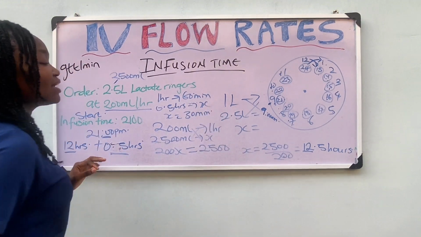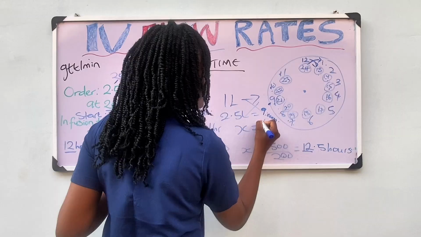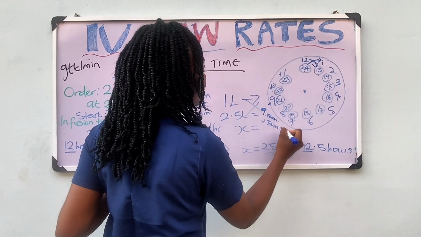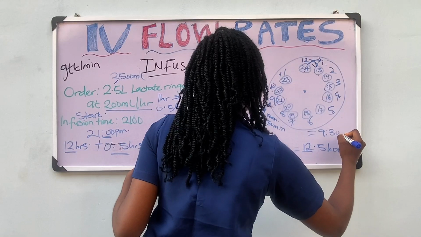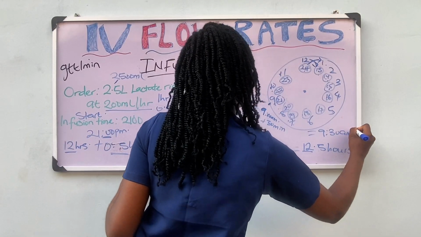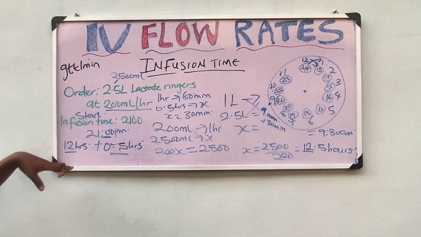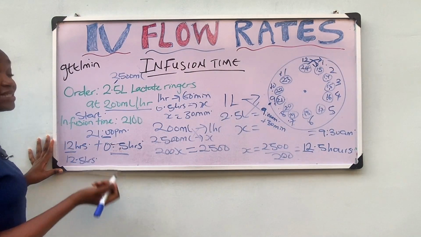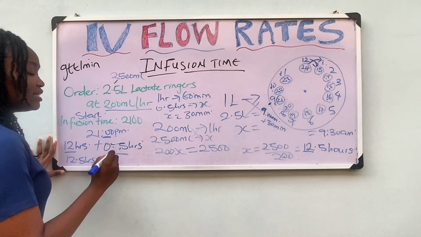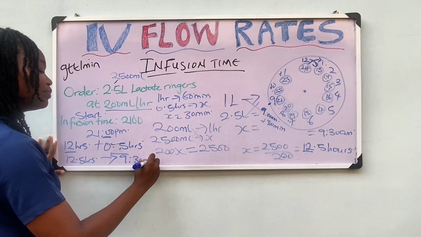So it means that now that we already have 9 a.m., we are going to add 9 hours plus 30 minutes, which is going to give us our final answer of 9 hours 30 minutes, which is our 9:30 a.m. It means that if this infusion started at 21 p.m. and we were to add 12.5 hours, the time the infusion will be complete would be 9:30 a.m.